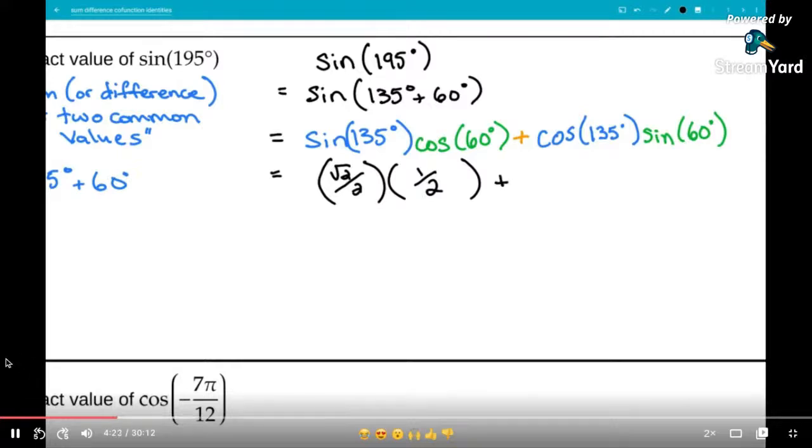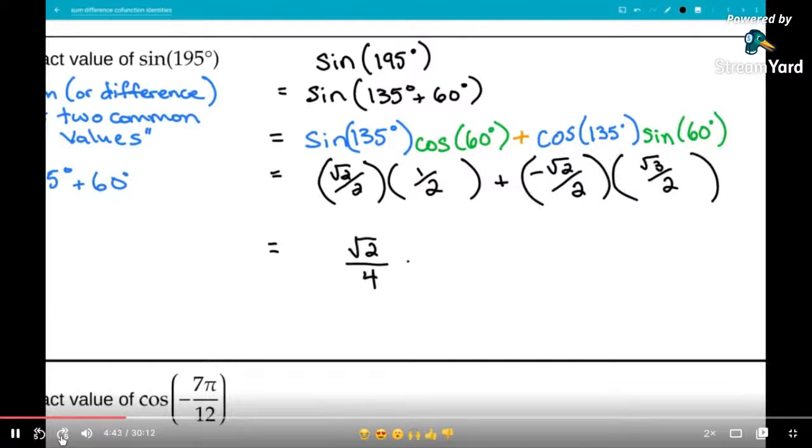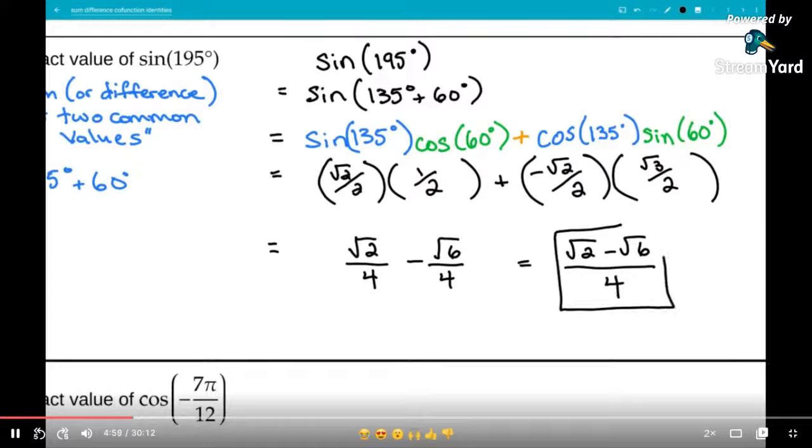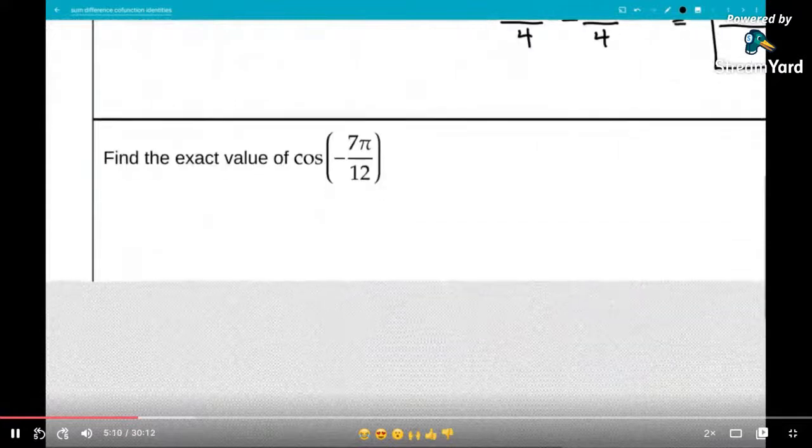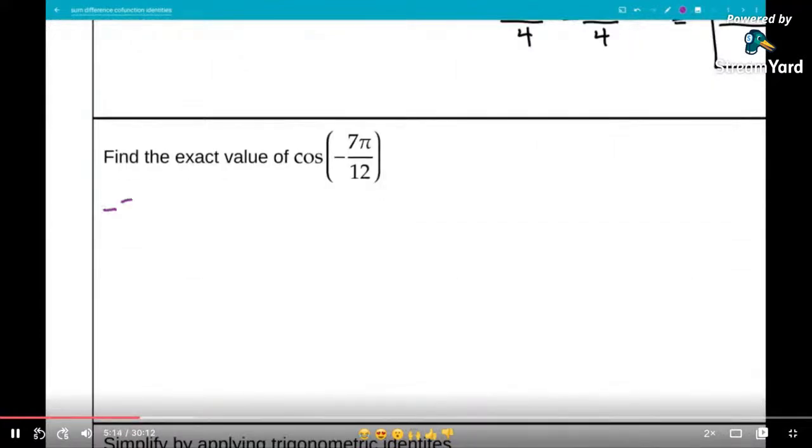I might speed this up just a tiny bit here, skip this 5 seconds. I'll let you confirm that those values are correct. All I'm doing now is arithmetic. I'm multiplying and I'm adding to get a final answer of the square root of 2 minus the square root of 6 divided by 4. There are other worked out examples in the book.